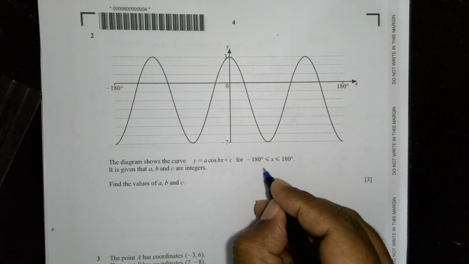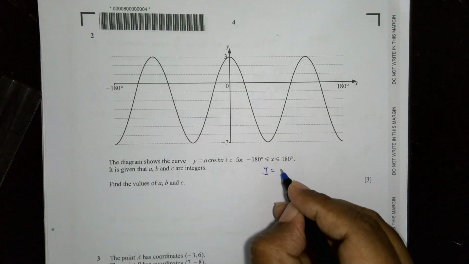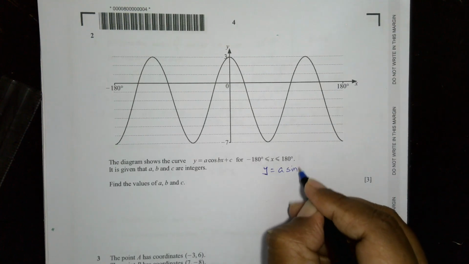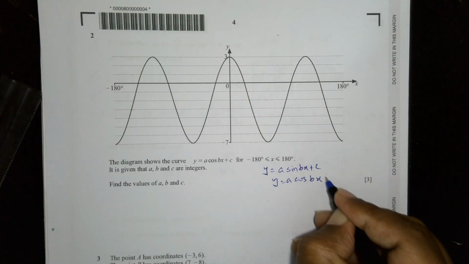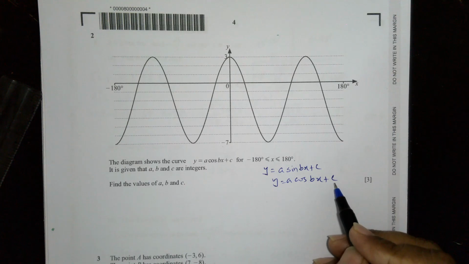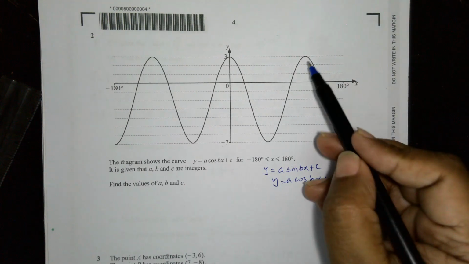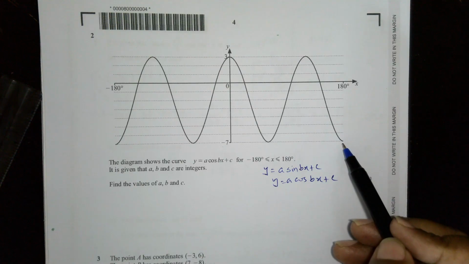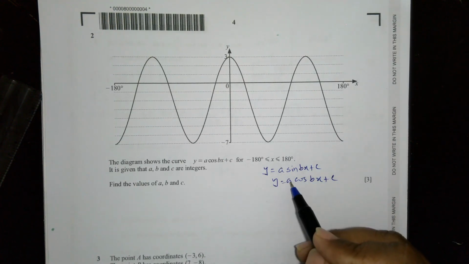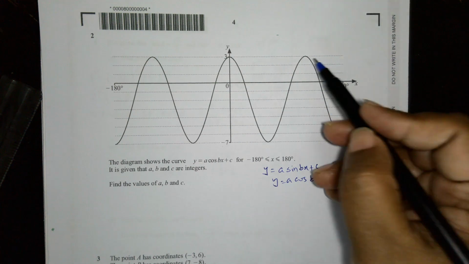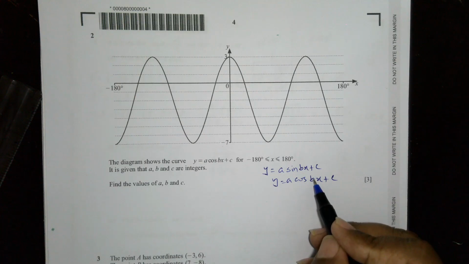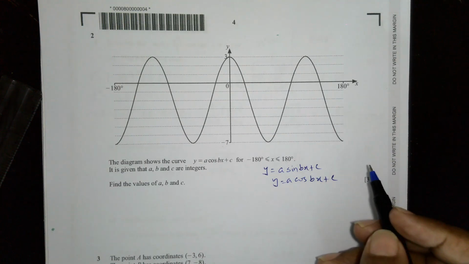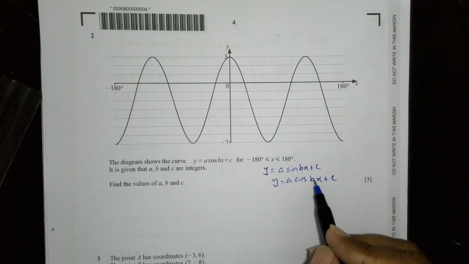So do you know this part? For a generic expression, y is equal to a sine bx plus c, or y is equal to a cosine bx plus c, this c is the reference line, or you can say it's the midline between the highest value and the lowest value of the graph. A is the amplitude. That means it's the distance between the highest point and the midpoint, or the lowest point and the midpoint. B is the number of complete cycles within 360 degrees or 2 pi. This is given in degrees, so B is the number of complete cycles within 360 degrees.